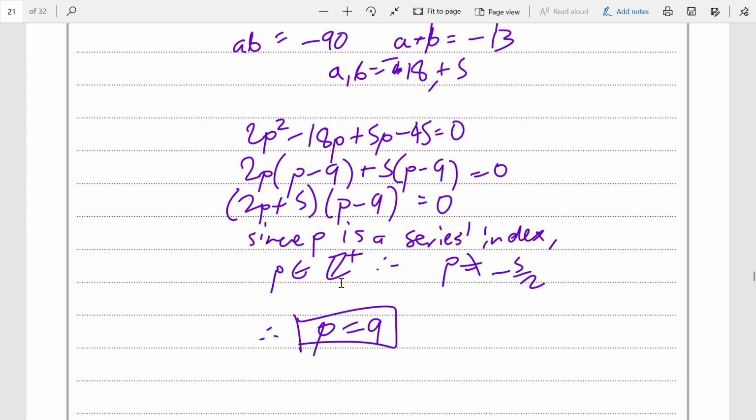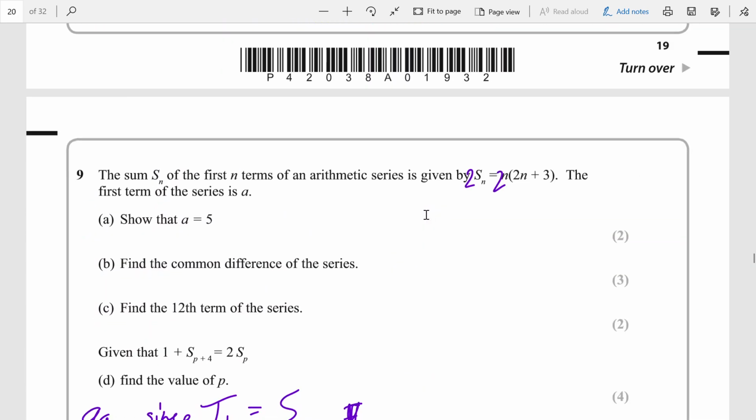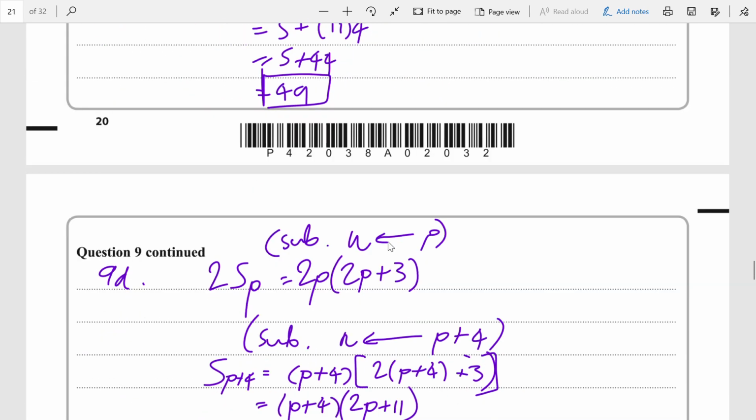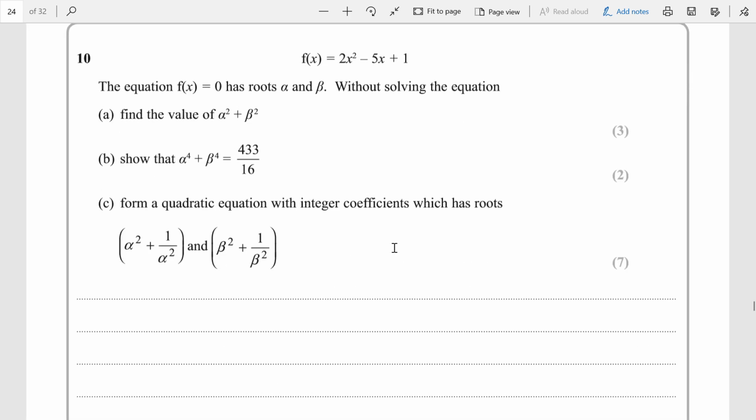Alright, so we'll box that as our answer because we are setting this factor to 0. P minus 9 is 0, so p is positive 9. And I will consider question 9 complete. Alright, moving on to the next question.